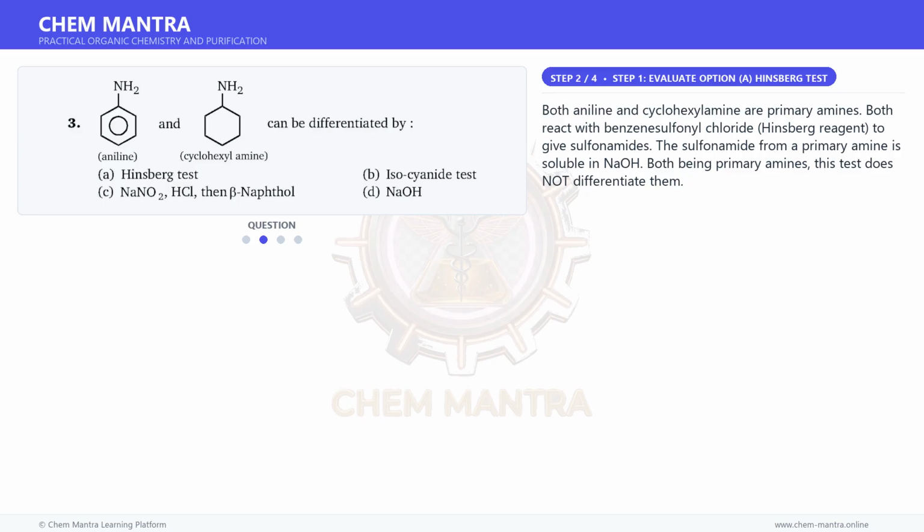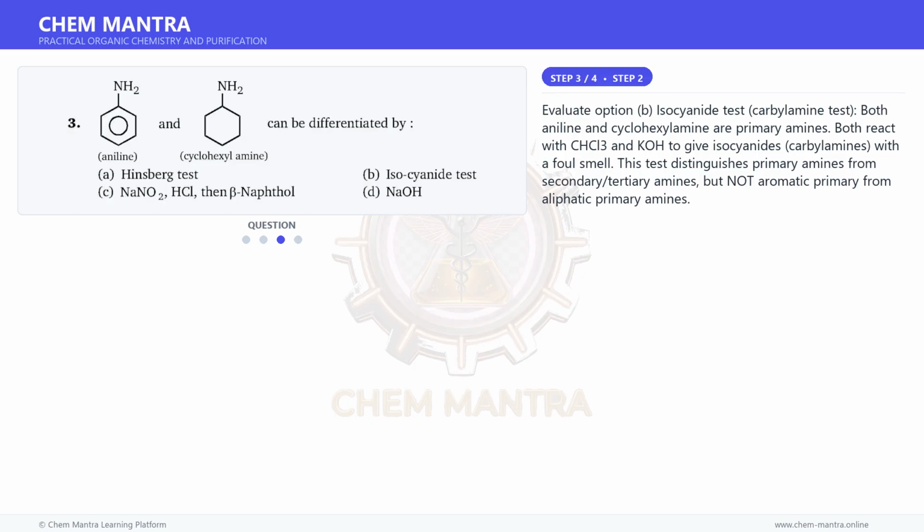Moving on to the next step. Both aniline and cyclohexylamine are primary amines. Both react with benzenesulfonyl chloride, Hinsberg reagent, to give sulfonamides. The sulfonamide from a primary amine is soluble in NaOH. Both being primary amines, this test does not differentiate them.